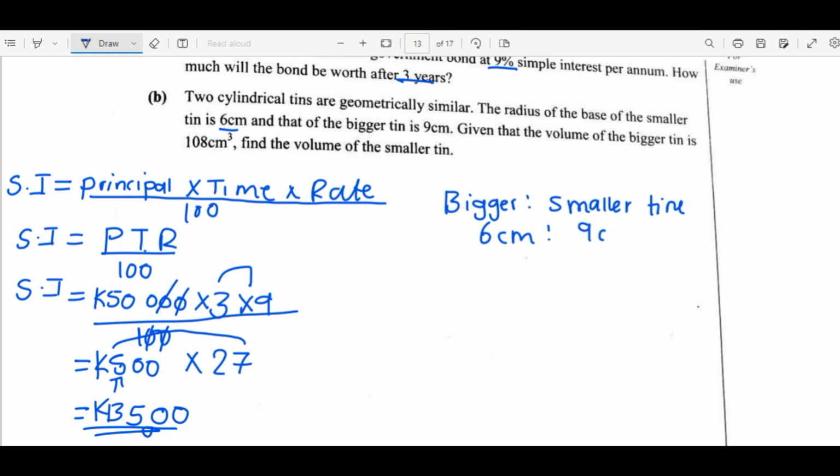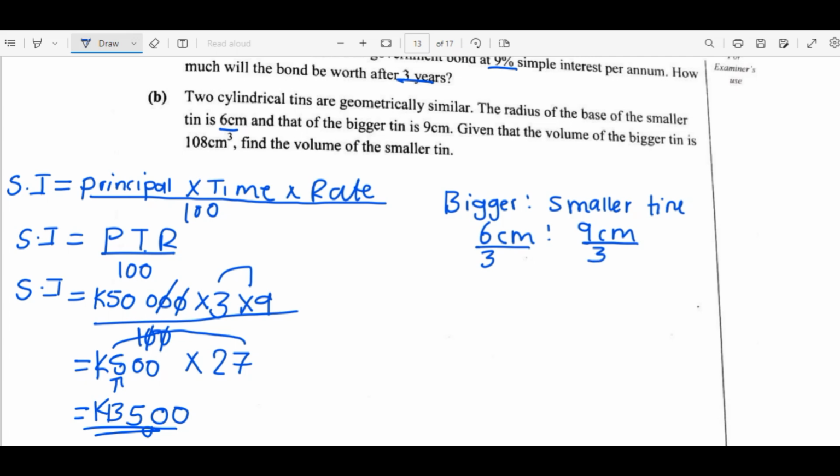Here we have 9 centimeters. So what we are supposed to do, we need to convert these two radii into a ratio, which is the scale factor. Now, how can we do that? We need to find a number that can go into 6 and 9 without leaving a remainder, which is we divide by 3, also here by 3.